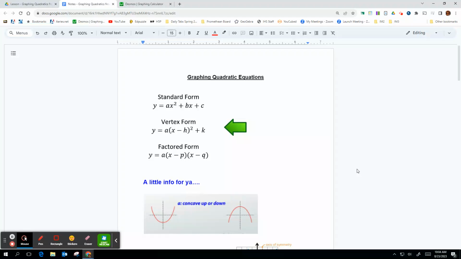Yeah, let's graph some more quadratics. So in this video, we're going to talk about how to graph quadratics from vertex form. Previous video was standard form.